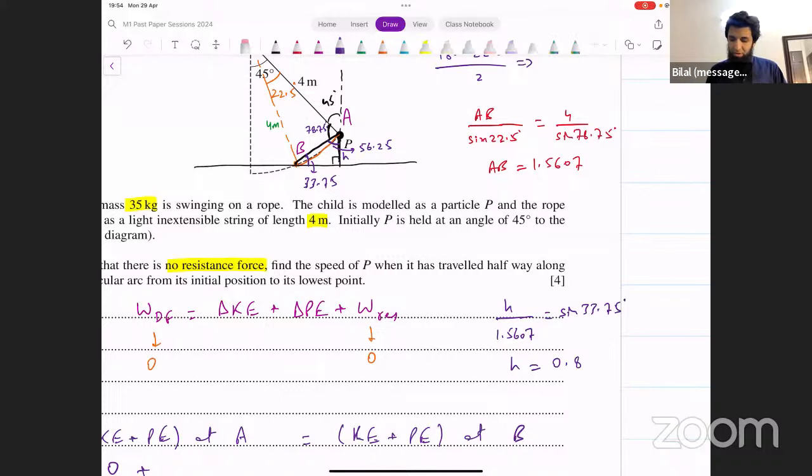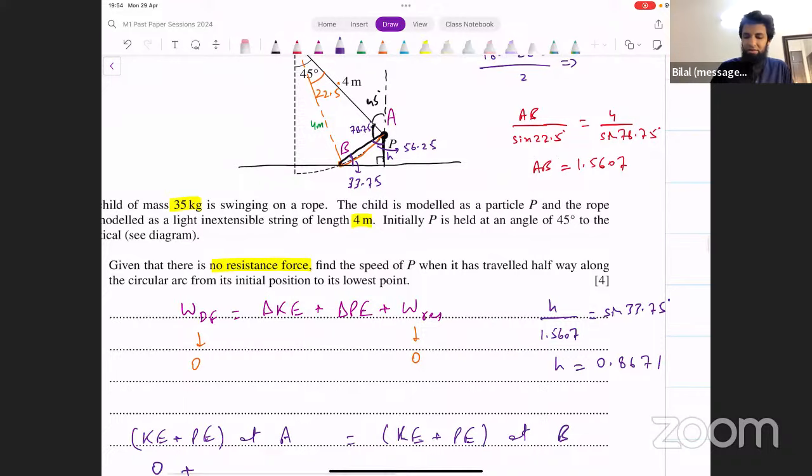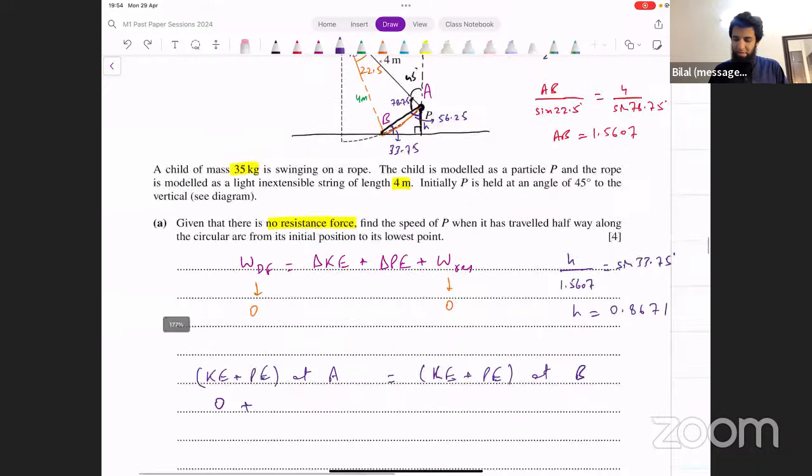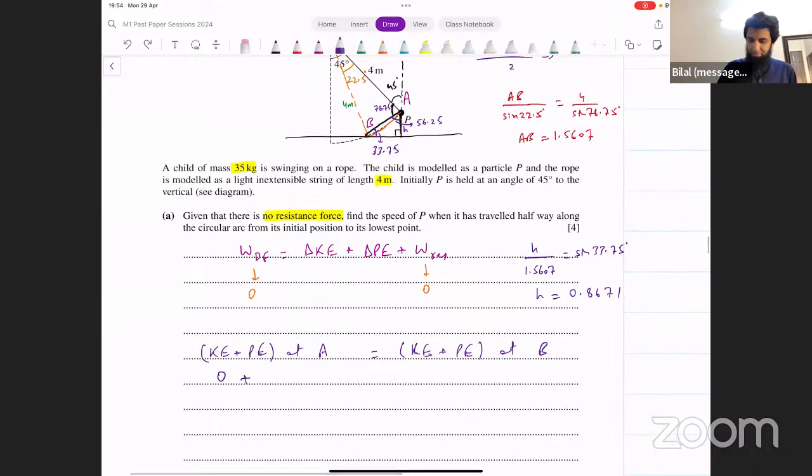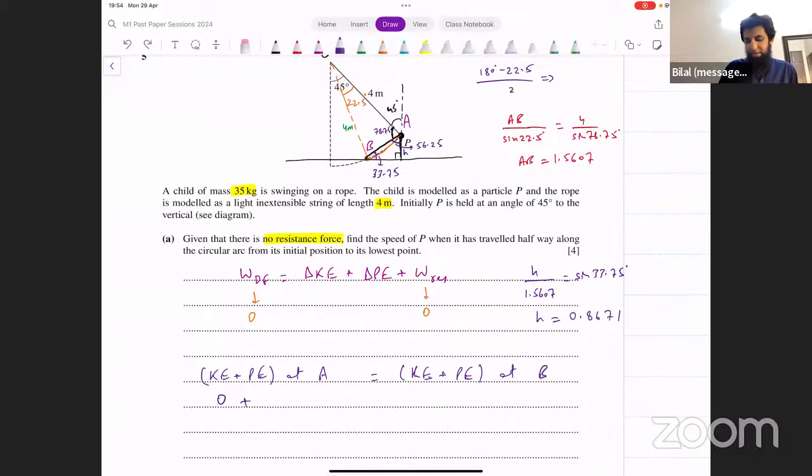That's turning out to be 0.8671. That's the change in height that I'm getting. So from A to B, the change in vertical height is turning out to be 0.8671. If that is the case, what's the potential energy at A then? Mass of the particle is 35, into G, which is 10, into height. At A, the potential energy we're saying is 1.5607.